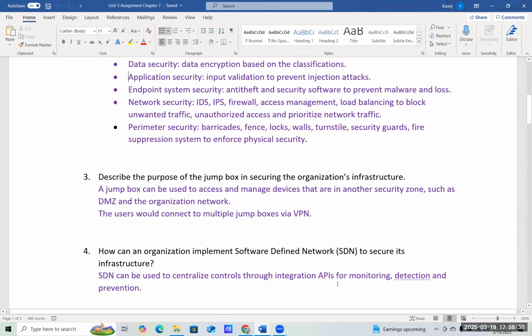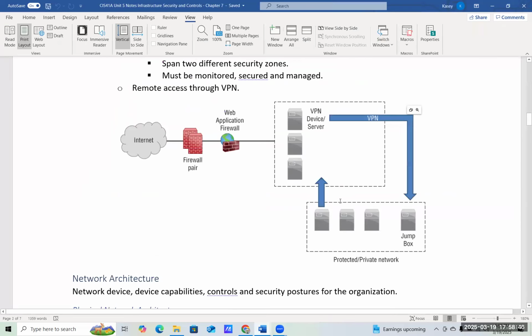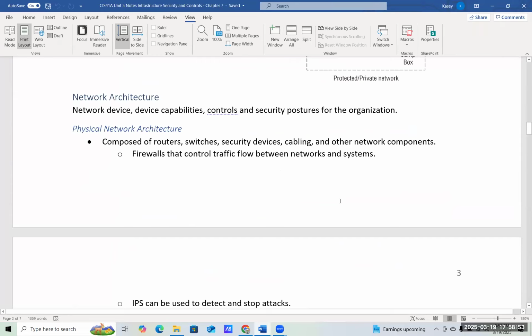Okay. So for the next section, for the jump box, server and information, see page 2. And then the next section goes over network architecture.